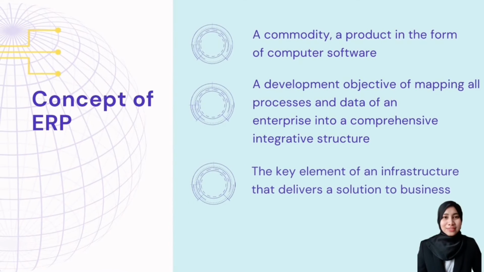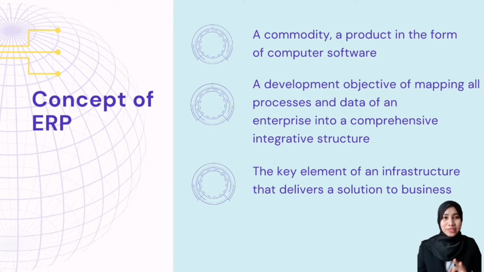Next, to give more understanding on the concept of ERP, we divided it into three parts. The first one, ERP is a commodity, a product in the form of computer software. Second, ERP is a development objective of mapping all processes and data of an enterprise into a comprehensive integrative structure. And the third one, ERP also is the key element of an infrastructure that delivers a solution to business.